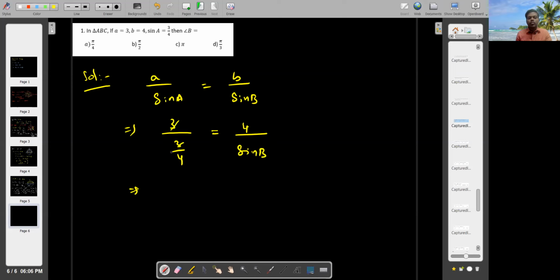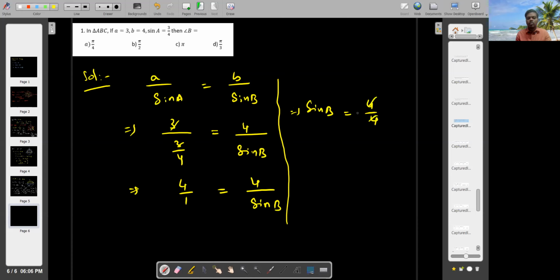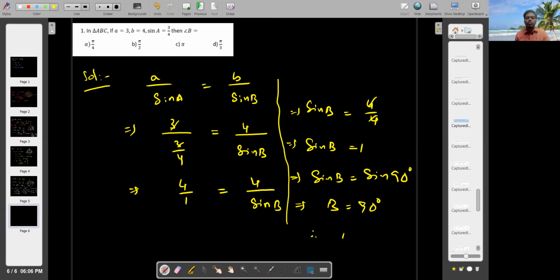That implies the 3s are cancelled. Then it is 1 by 1 by 4, which is 4 by 1, equal to 4 by sine B. That implies sine B equal to 4 by 4. So the value is sine B equal to 1. Writing 1 in terms of sine, sine B equals sine 90 degrees. That implies B equals 90 degrees. Therefore, B value is pi by 2 radians.